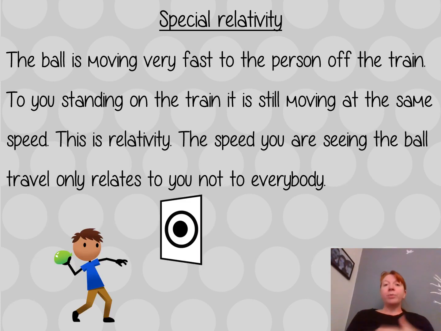Okay, so the ball is moving very fast for the person off the train, and you on the train are moving the same. That's relativity. The speed you're seeing the ball travel only relates to you. When you measure that ball, it's 2 miles an hour. Anyone who's not on the train, it's 32 miles an hour, and both of them are right.